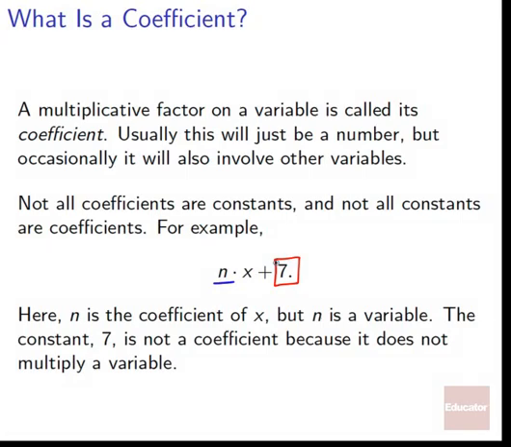7 is a constant though because it's just a fixed number. So n is a coefficient, but it might not be a constant. It might be allowed to vary, but it isn't going to be. So n is probably not a constant, but it is definitely a coefficient. And 7 is not a coefficient, but it's definitely a constant. And we could even look at x as being a coefficient on n, right? We can look at it from n's point of view or look at it from x's point of view. So coefficient is multiplicative factor, constant, just something that doesn't change.